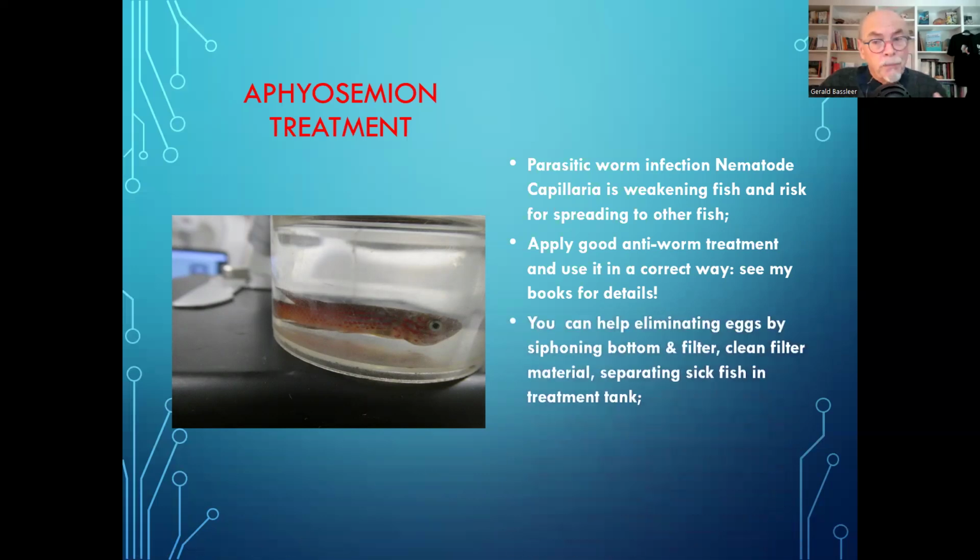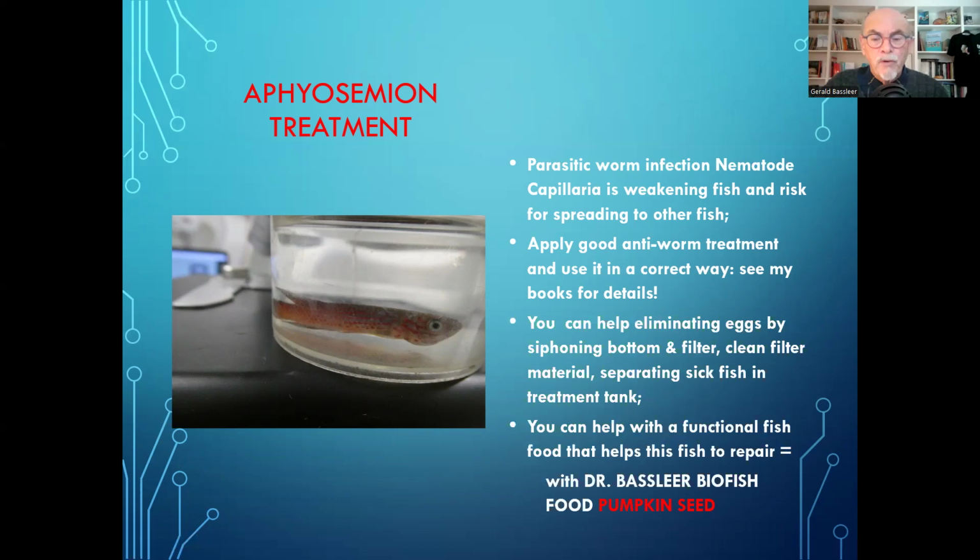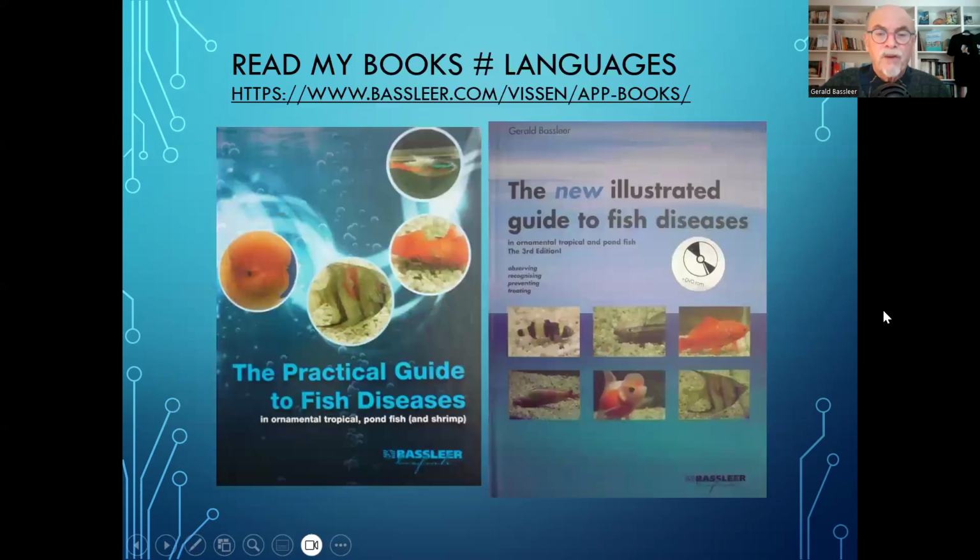You can also help eliminate the eggs by siphoning off the bottom, cleaning the filter material, and separating the sick fish in a treatment tank. All are actions you can take to help control this disease. A functional food can also help in the repair of the fish, and the Dr. Bassleer Biofish Food Pumpkin Seed helps in the control of this kind of worm infection.